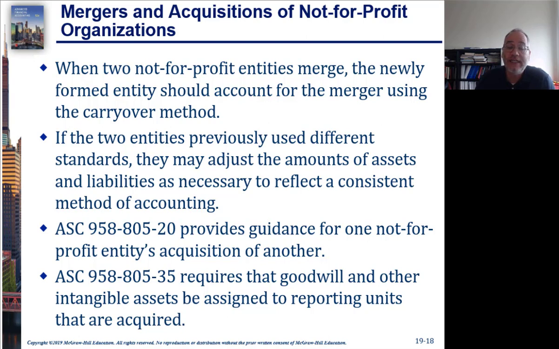But if there were some situations where you were using different accounting standards, then you would need to adjust the numbers to all reflect consistent accounting standards. So things like depreciation methods would need to be adjusted. And here are the ASC sections, and it requires goodwill and other intangible assets to be assigned to reporting units, because you may still have goodwill in that situation, depending on the arrangement.